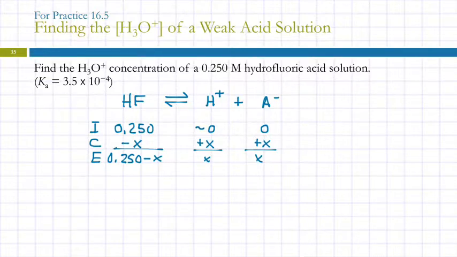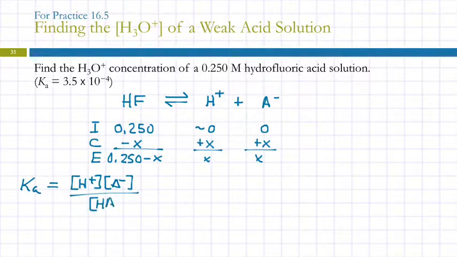Now on this one I'm going to write it out in a little more detail, and then I'll be doing it more abbreviated for the rest of them. So the equilibrium constant expression would be the concentration of the products, that's an A, divided by the concentration of the reactant. Here we have one reactant.